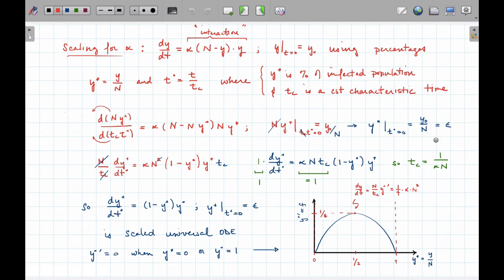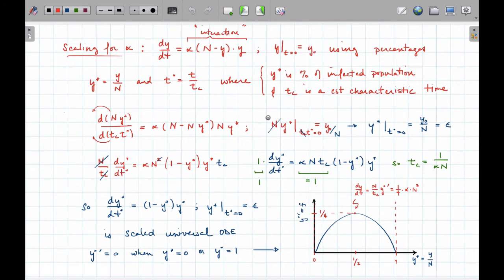And this is our first dimensionless initial condition. It's our first dimensionless equation, really. Over here, things still had dimensions of population on both sides. Now we have y star, it has no units. At t star equals 0, it is equal to this epsilon, which is the percentage of the population initially infected. So everything is dimensionless now, and we have this dimensionless parameter as well.